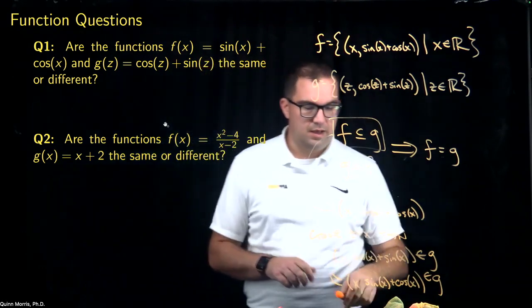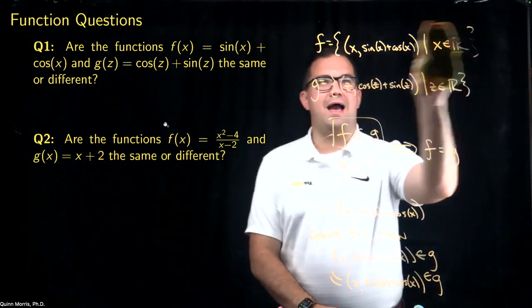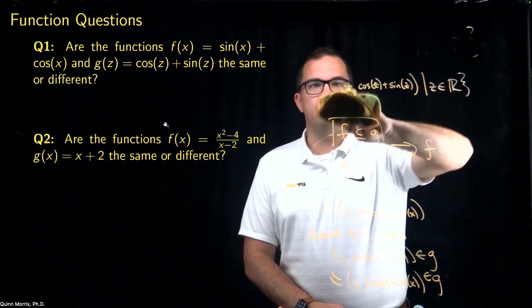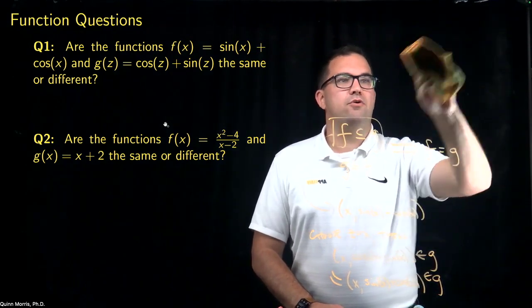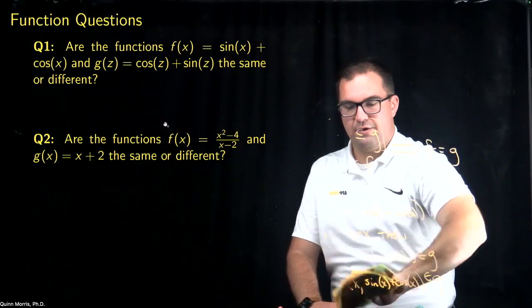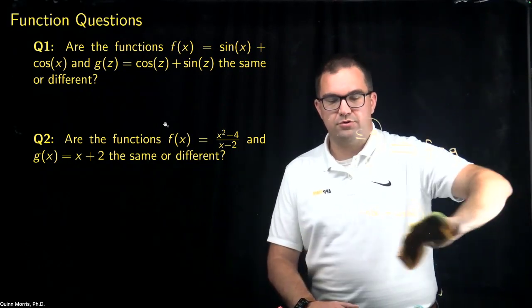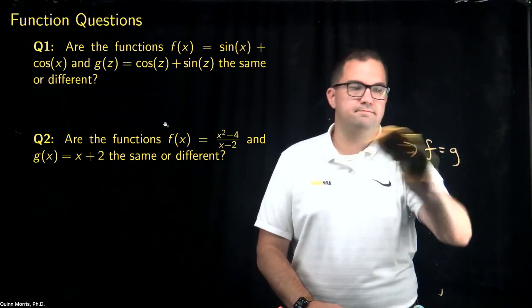Okay, so this is a very abstract way of thinking about this, but it's a way that helps us rigorously define what we mean by function. It doesn't matter truly what you call the variable. The variable is just a placeholder. What matters are the ordered pairs that you can generate from these functions.